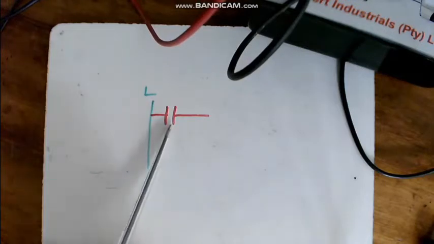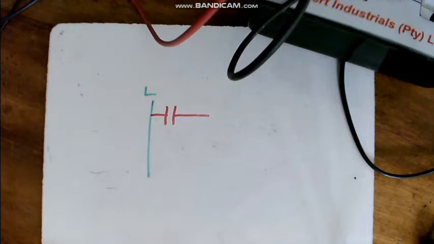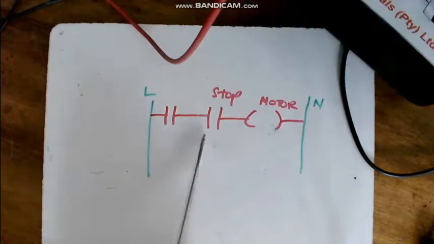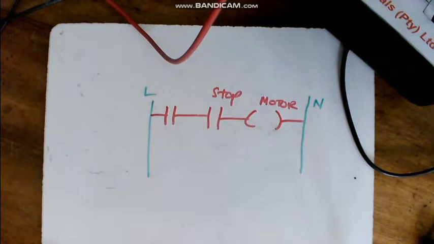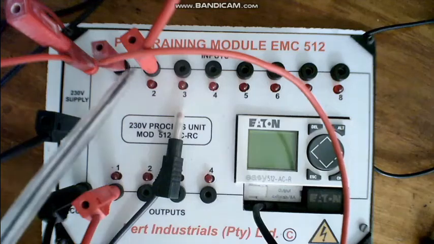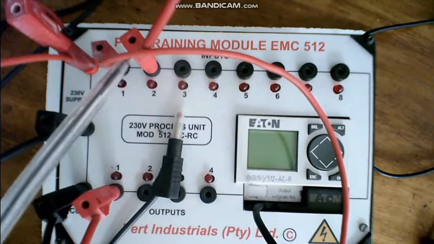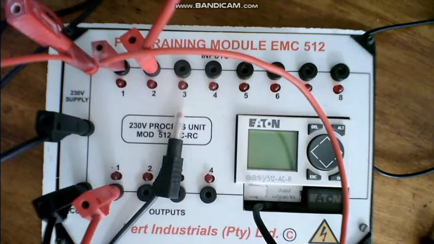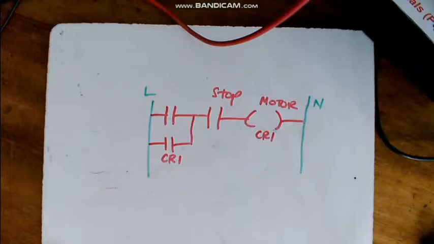Next we're going to need a stop button so that it can stop the motor. Right, so now we've got our stop button and our motor, and here's our neutral. So let's look, where's our stop button? Our stop button is number 2, right? Number 2 is our stop button. So when our motor closes and it runs, the CR1 or the contact relay will be engaged, and that means we'll have a latching switch. So our ladder logic looks something like that.